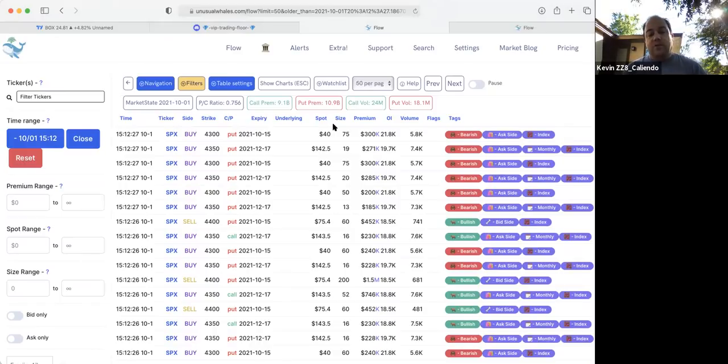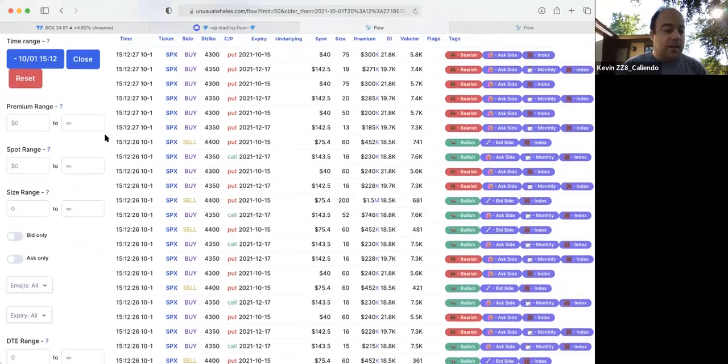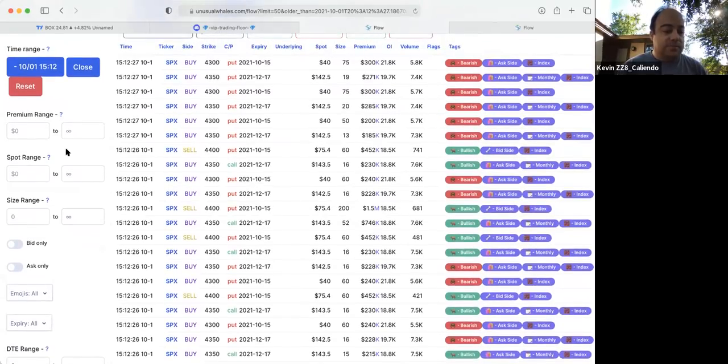I do look at ETF flow, and I'll probably talk about that in a later video. But what I'm targeting primarily are stocks in a particular range and orders of a particular size. And my thinking behind that is the following. So you go into filters, and these are the settings that I use.